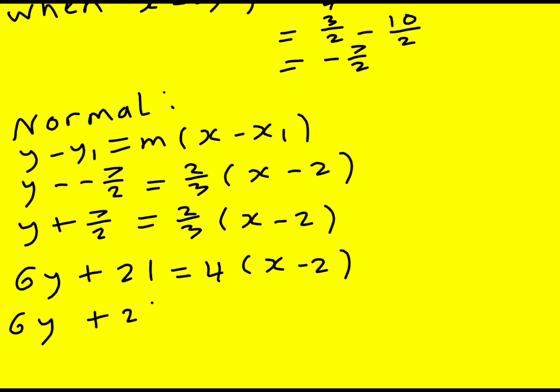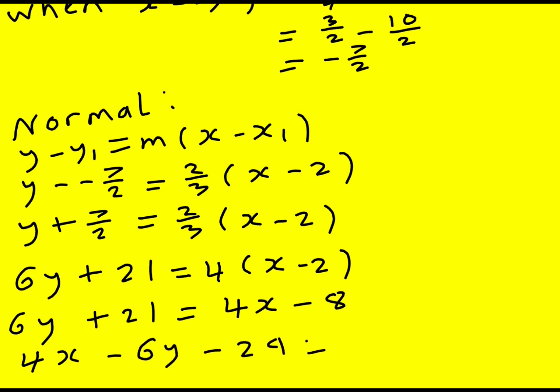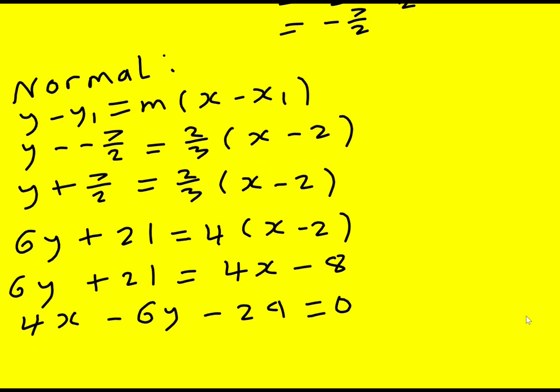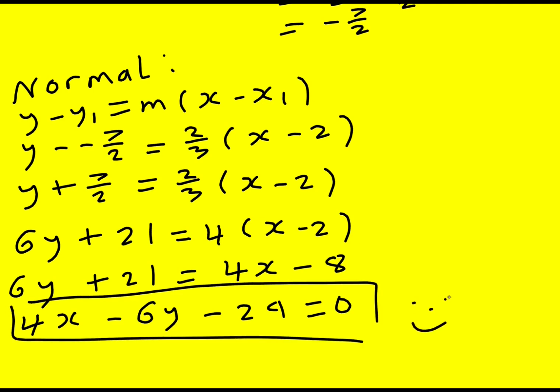6y plus 21 is equal to 4x minus 8. So it's up to you. You can either make the y coefficient positive or the x coefficient positive. I'm going with the x here, so it's going to be 4x minus 6y minus 29 equals 0. Equally valid would be 6y minus 4x plus 29 equals 0. So that's it. That is the equation of our normal.